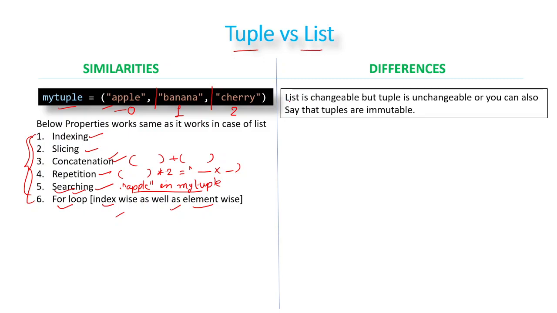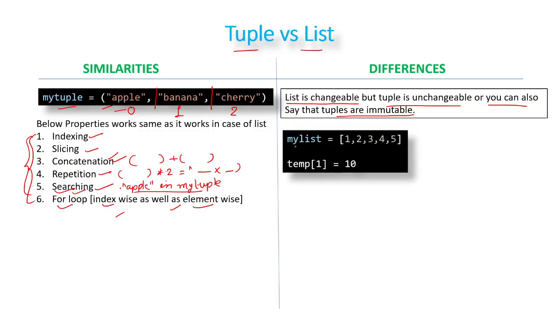Here you can see, just as I mentioned in the previous slide, that a list is changeable but a tuple is unchangeable, or you can also say that tuples are immutable. That is the same thing we discussed in the previous slide. Suppose this is my list, 1 2 3 4 5, then you can change the elements of the list by using temp1 equals 10. The list will be modified: the 2 at index 1 will be replaced by 10, and our new list will be 1, 10, 3, 4, 5. So this is how we can change the list.